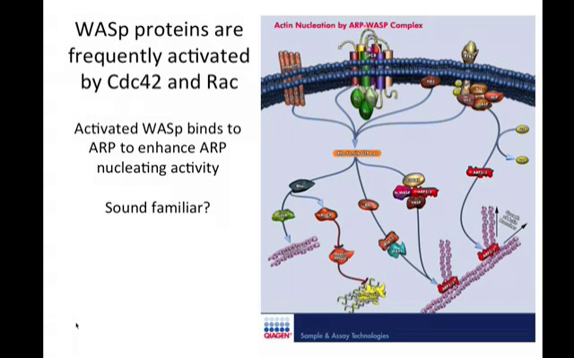Okay. Hopefully you've all gotten to it, but you remember all the figures, right? Okay. So remember WASP was one of these proteins. WASP proteins are frequently activated by CDC42 and RAC. And then activated WASP binds to ARP and stimulates ARP activity. I love that some of these biotech companies have very nice pathway figures, and this is very nice. So this is just the actin nucleation by ARP-WASP pathway.